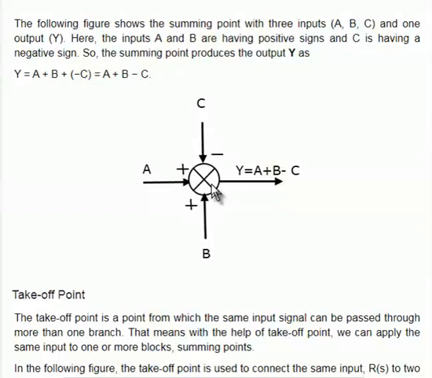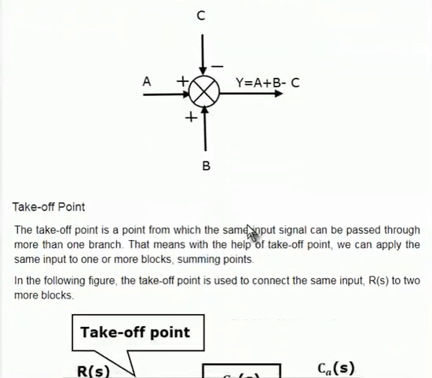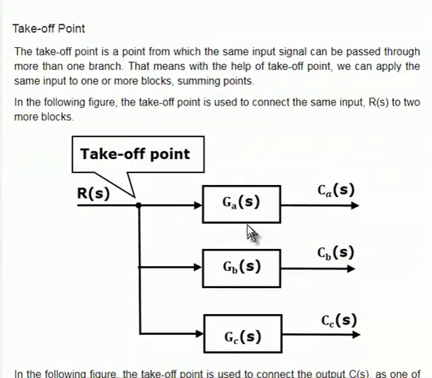Now next is the takeoff point. A takeoff point is a point from which the same input signal can be passed through more than one branch. So the input is the same, and you can divide that input into different branches. For that we are using the takeoff point.